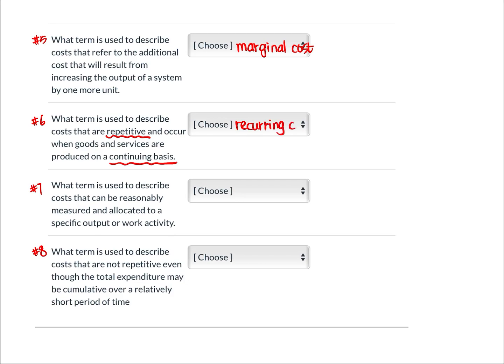Number 7. What term is used to describe costs that can be reasonably measured and allocated to a specific output or work activity? Okay, can be measured and allocated. Those are just the keywords when I explain each type of cost. So if you can get those keywords, it's easy for you to determine which type of cost it is. So just catch the keywords. If you are able to allocate those efforts, that means it's direct cost.